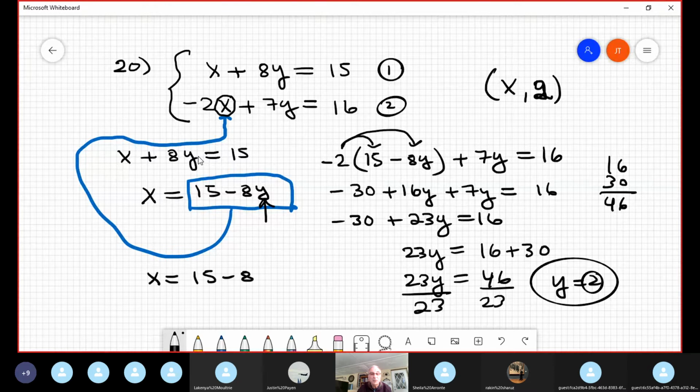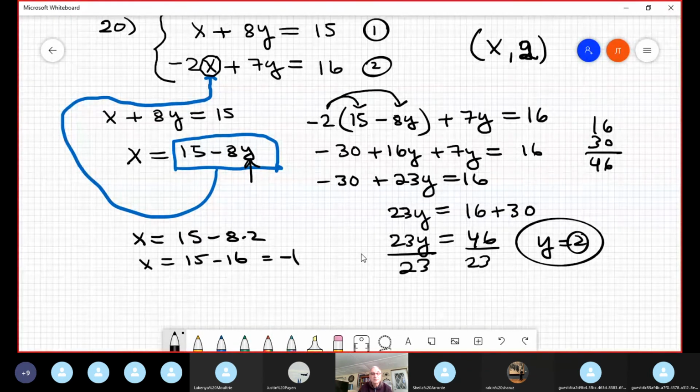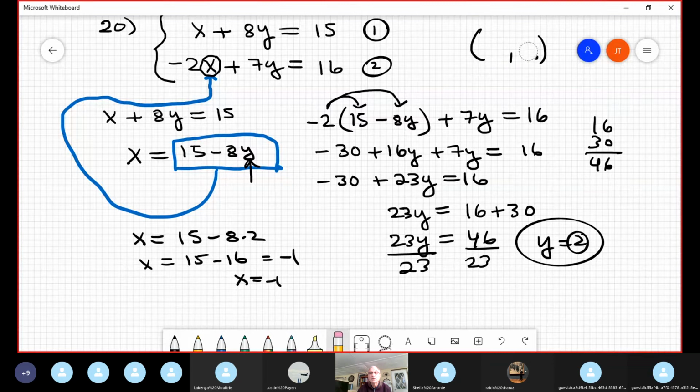15 minus 8 times 2. This is 16, no? It's negative 1. So the solution is x is equal to negative 1. And the final answer is the ordered pair, negative 1, comma 2. Boom. Exactly like option B.